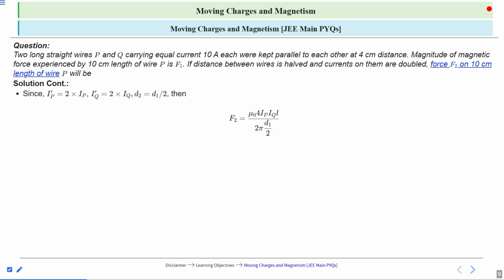They will get multiplied and it will result in 4. So mu naught 4 IP IQ L upon 2 pi D1 by 2. And this 2 will also go in the numerator, and 4 into 2 will become 8. So F2 will be equal to 8 mu naught IP IQ L upon 2 pi D1. So this term in the bracket, mu naught IP IQ L upon 2 pi D1, what is this? This is F1. Using equation one, the expression for F1 which we marked as one, this term will become F1. So F2 is equal to 8 F1, which is the required answer.